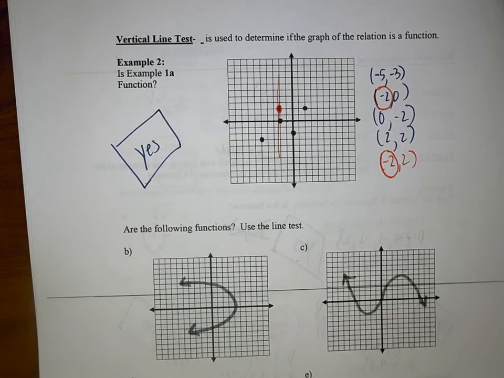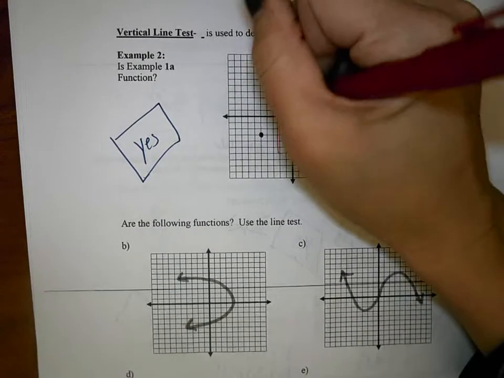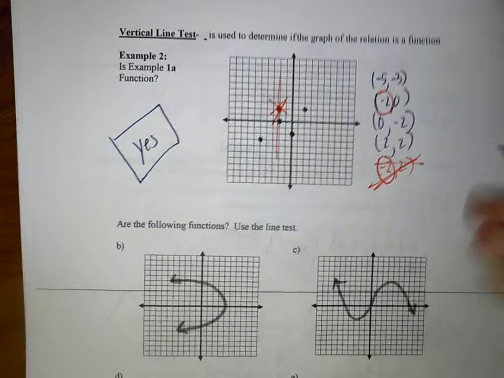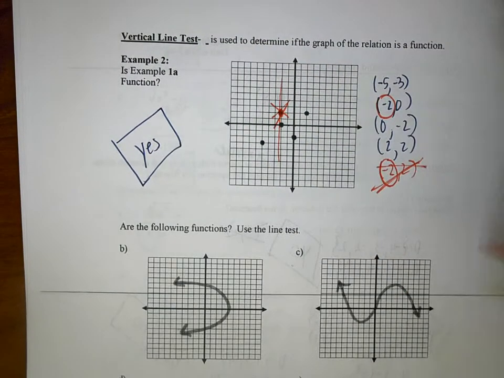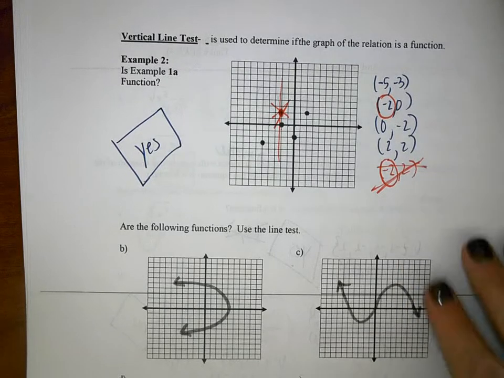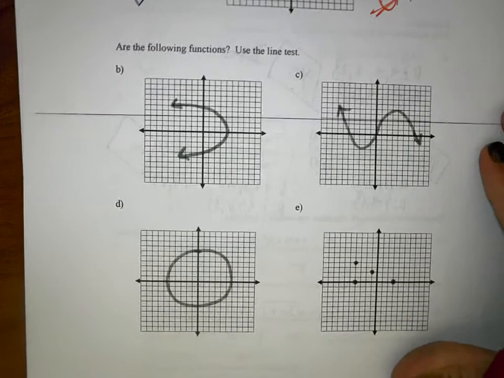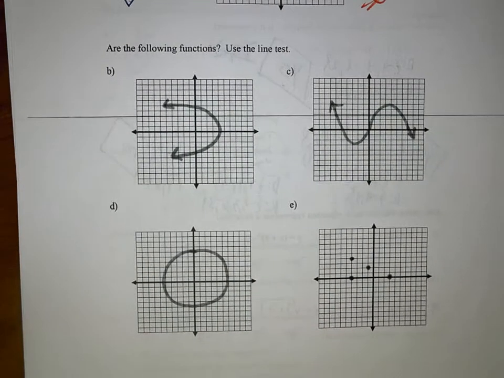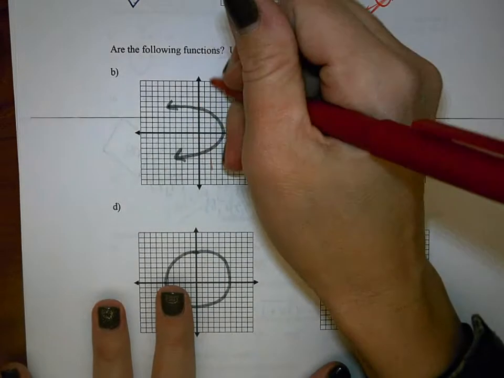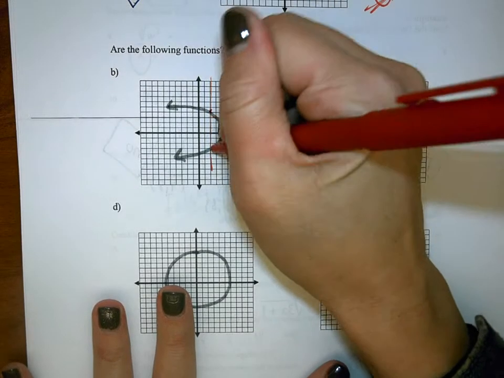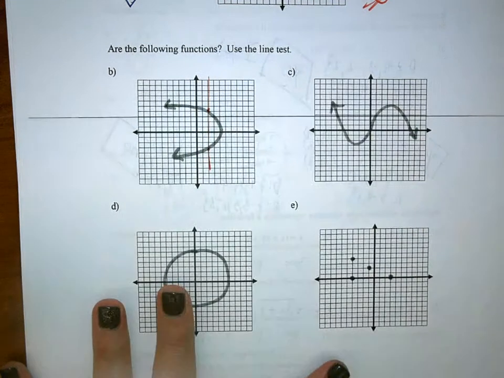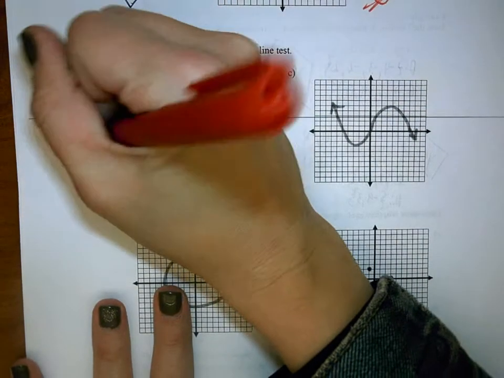Does that make sense? Okay, so this one was, yes, it's a function, but when I added in the red, then it wasn't a function. So if you look at B here, is that a function, yes or no? No, because if you were to do a vertical line test, it would hit 2 points at one time, wouldn't it? Okay, so B is no, it is not a function.